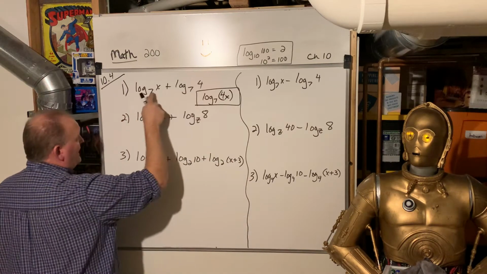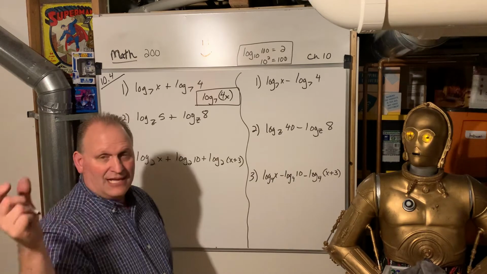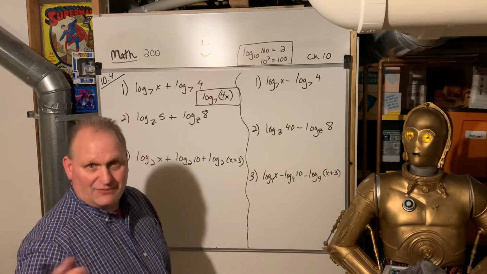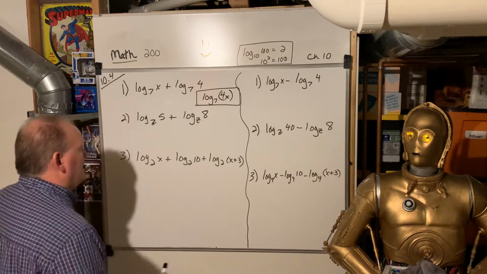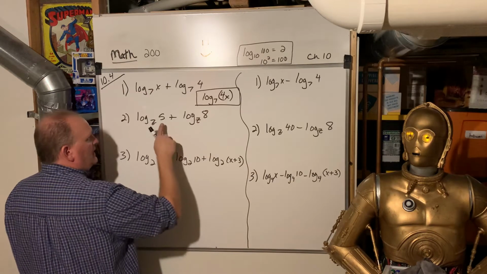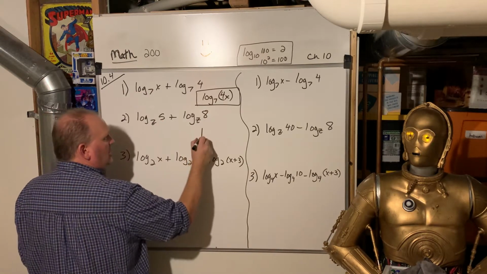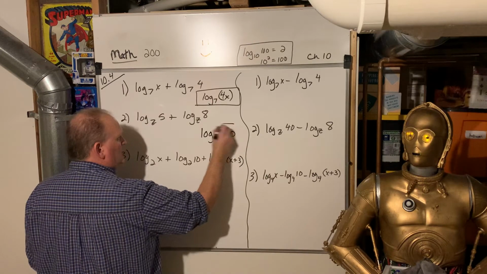And again, you have to have the same base logs, just like when you're multiplying x squared times x to the third, it has to be like bases in order to add the exponents. So same thing, but kind of in reverse. They're adding, and so we're going to multiply. So this is 5, this is 8, log base z of 5 times 8 is 40. And that's it.